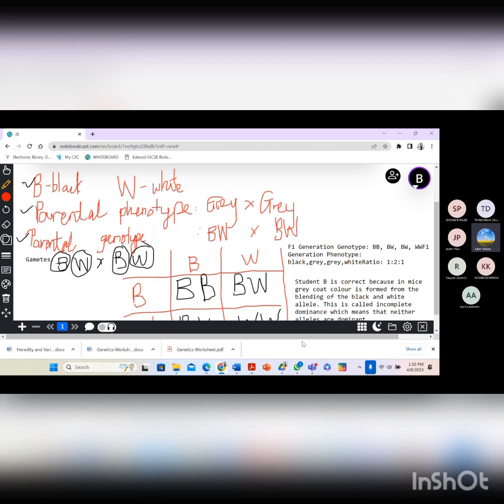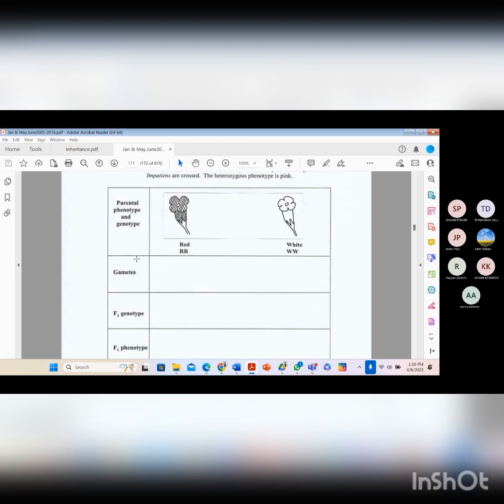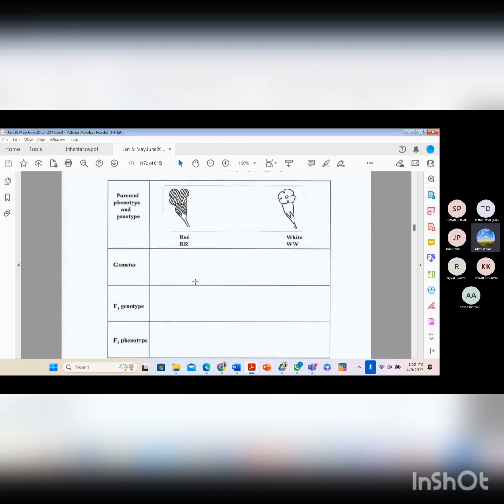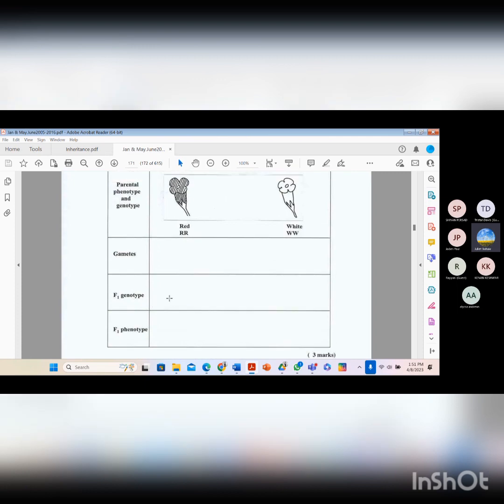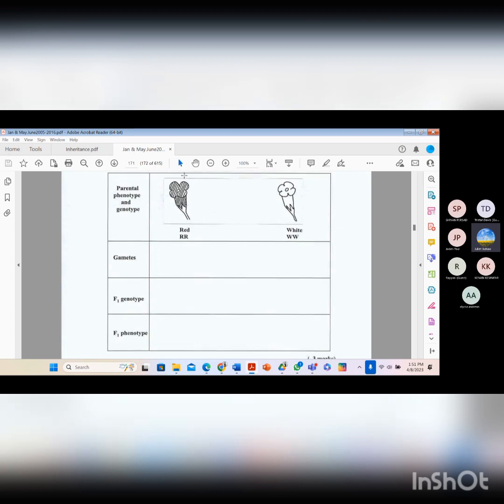So work out this question using the same lines. They have it as a chart, but you ignore the chart. You put it down like how we did it. Put your Punnett square, put your F1 genotype, or you could put F1 phenotype, and let's see what you got. Also include the ratio. At the end, I want to hear what ratio you come up with between these two parents. So work on it. If any questions, let me know.